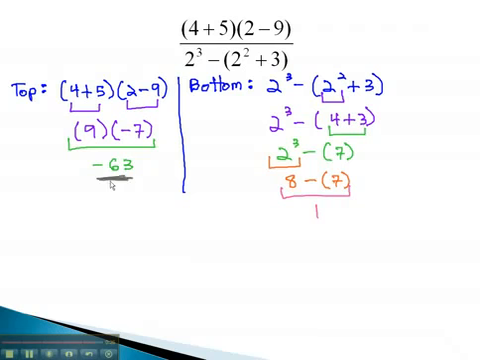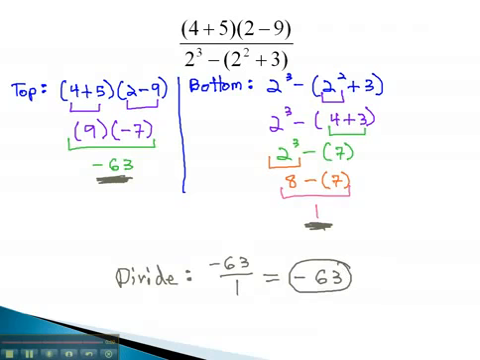We have now simplified the numerator and the denominator. Once the top and bottom have been simplified, we're ready to divide. We have negative 63 over 1. When we divide, that's simply negative 63. And that completes our problem. When we simplify fractions on top and bottom, we can evaluate quickly.